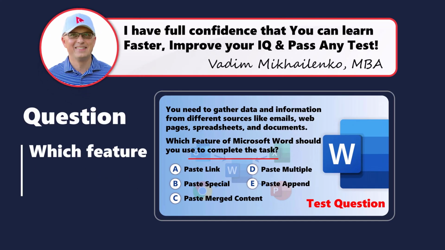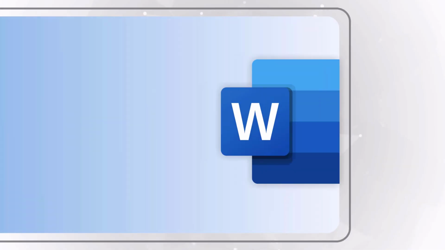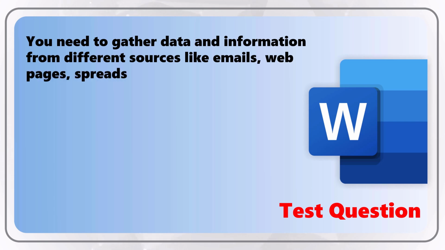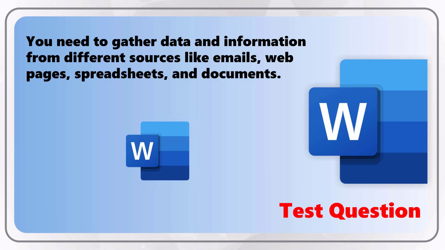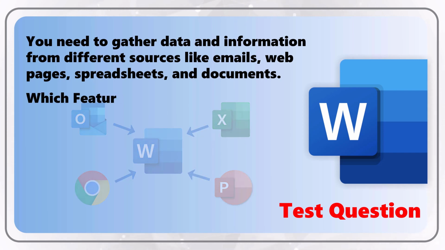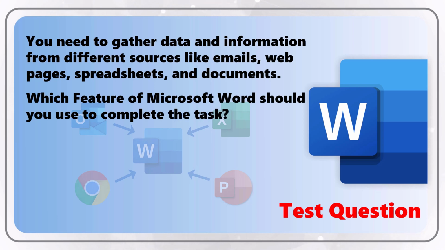Here's the thought-provoking assessment test question. In addition to boosting your reasoning skills, it teaches you a skill that you can use regularly. You need to gather the data and information from multiple different sources, like emails, web pages, spreadsheets, and documents. Which feature of Microsoft Word should you use to complete this task?